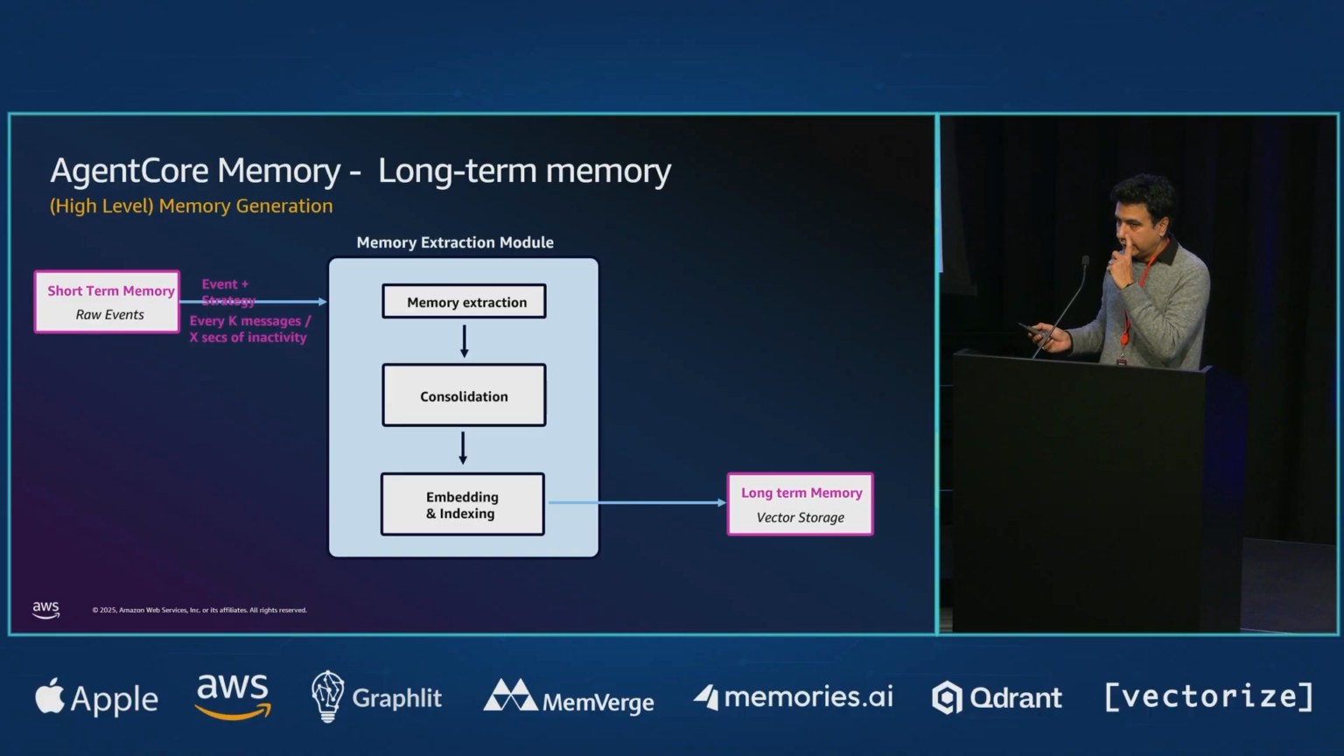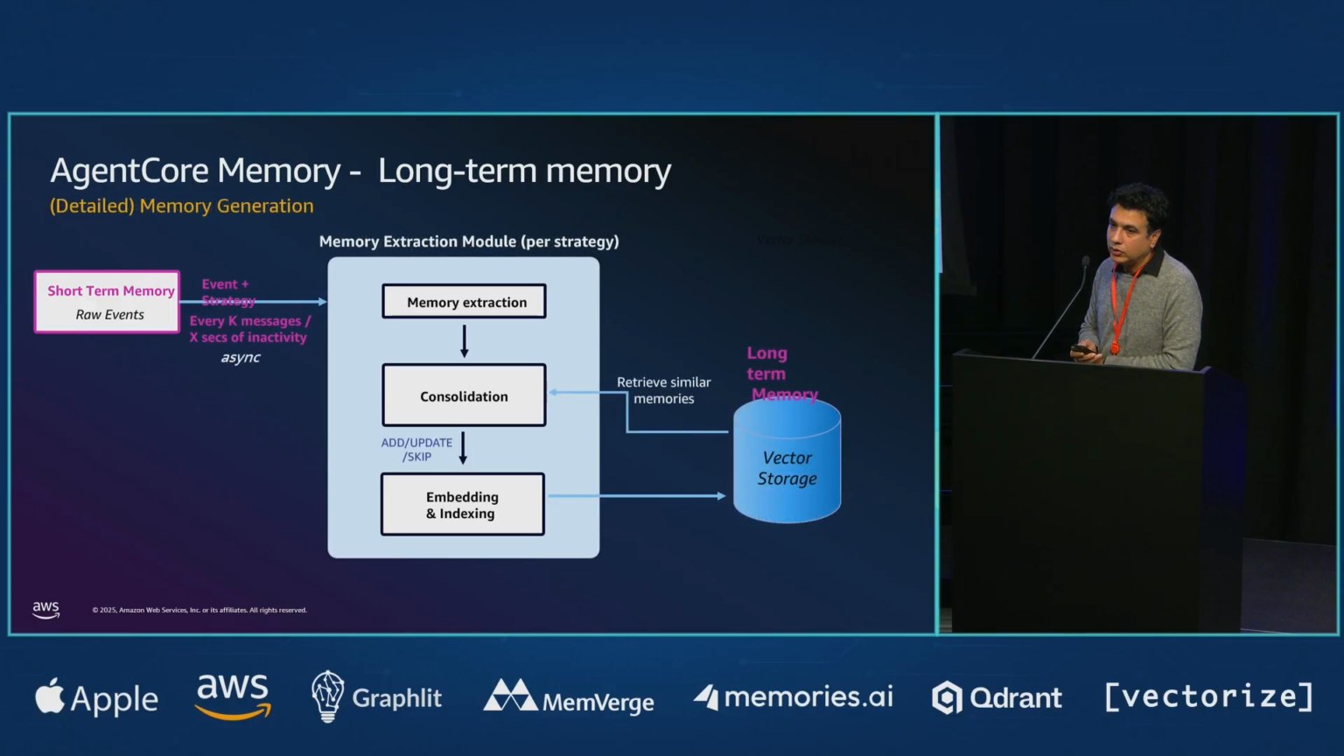Okay, so how does this extraction look? You have a short-term memory, which is a collection of raw events plus session data. Then you extract the events and the strategy. If, for example, you choose semantic or user preference or session, depending on that particular configuration, you can fetch events and the strategy from short-term memory, extract it, consolidate, then create the embedding and indexing, and then it will be passed on to the long-term memory, which will be stored in a vector database.